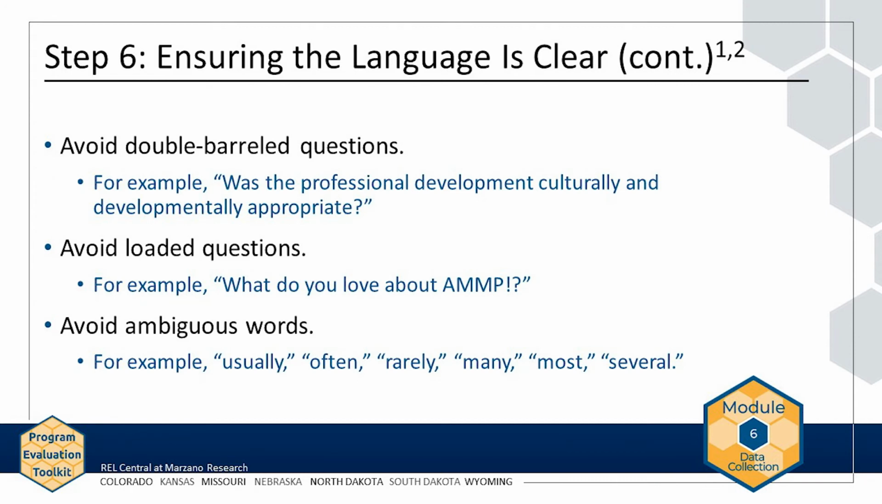Avoiding double-barreled questions is important. A double-barreled question asks 2 questions but forces respondents to provide only one answer. For example, the AMP evaluation team includes the question, "Was the professional development culturally and developmentally appropriate?" on a survey for tutors. This question asks about both the cultural and developmental appropriateness of the professional development, and respondents must answer both at the same time. What if a respondent felt that the professional development was developmentally appropriate but not culturally appropriate? Instead, the question should be split into 2 questions. When a question includes a conjunction, such as and, but, or, it is often a double-barreled question.